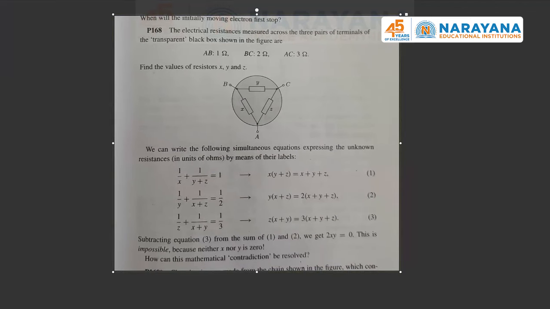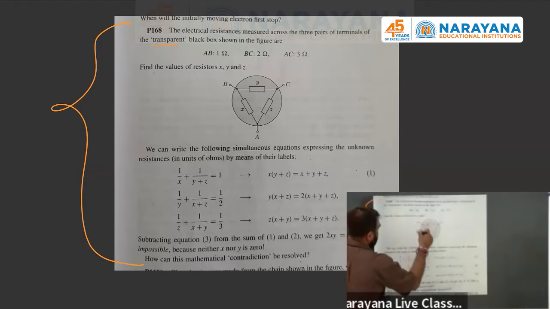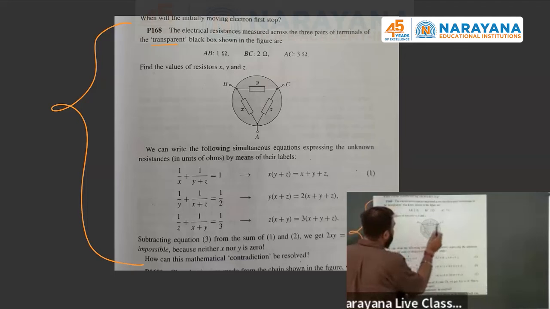The next one I'll come to afterwards. Answer this question to me, 168. This is from 200 More Puzzling Problems. The question says there is a transparent black box. So this box is there, a transparent black box. So you can see the internal circuit. And there are 3 resistances, X, Y, and Z inside, and 3 terminals coming out.